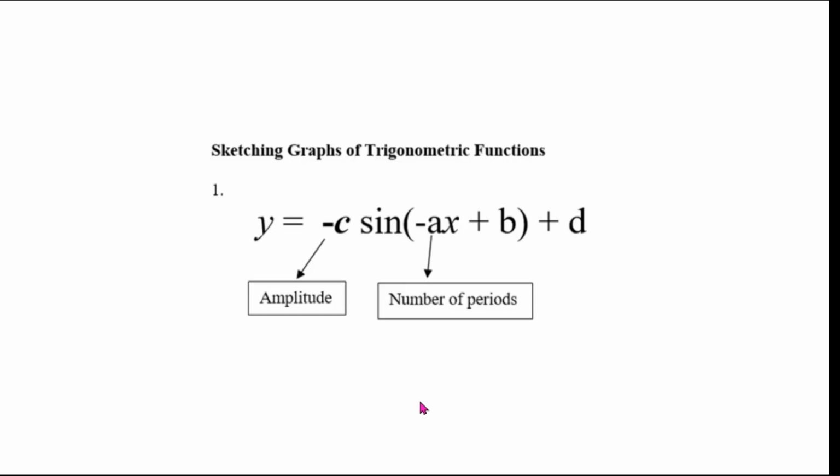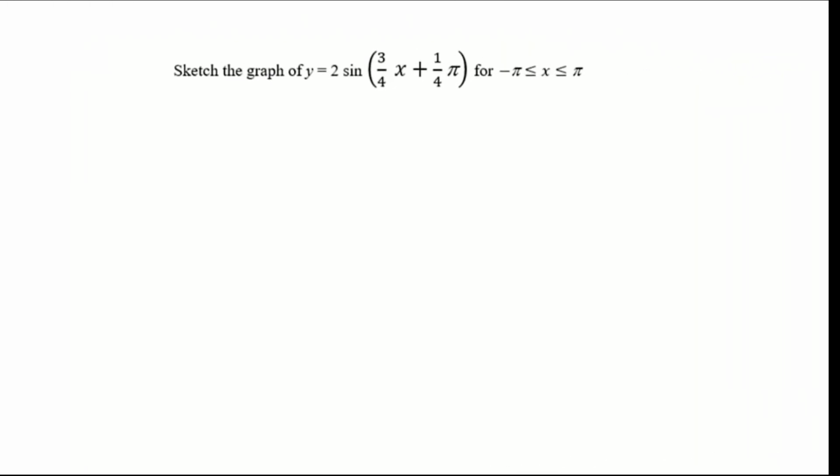The only difference is that in sketching trigonometric functions, A at the same time also represents the number of periods in the domain. C means the amplitude of the graph. Now we look at this example. Sketch the graph of y equals 2 sine 3 over 4 x plus 1 over 4 pi for x greater than negative pi and less than positive pi.